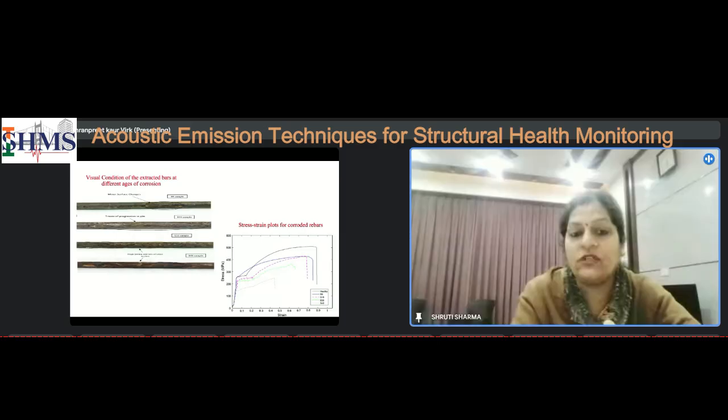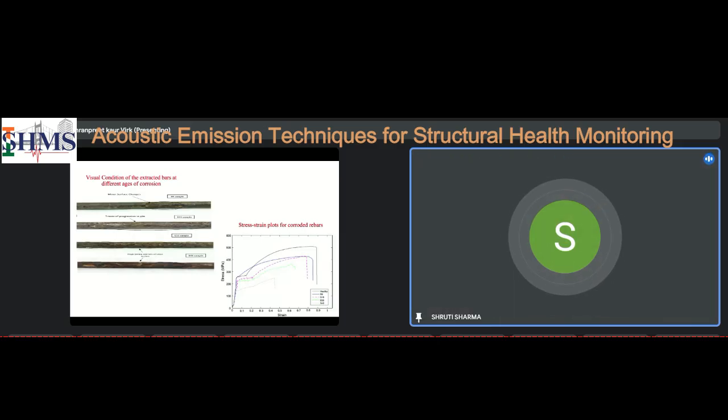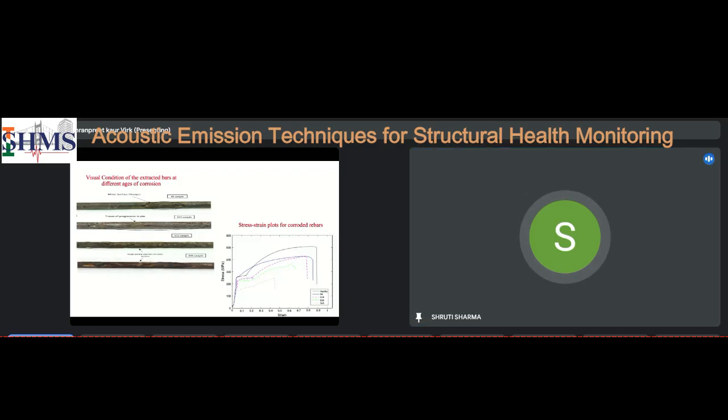So it is so important that in the initial stages itself we are able to pick up the damage and repair it. This just shows how important it is to manage the damage at an initial stage, and AE definitely works very nicely for that.